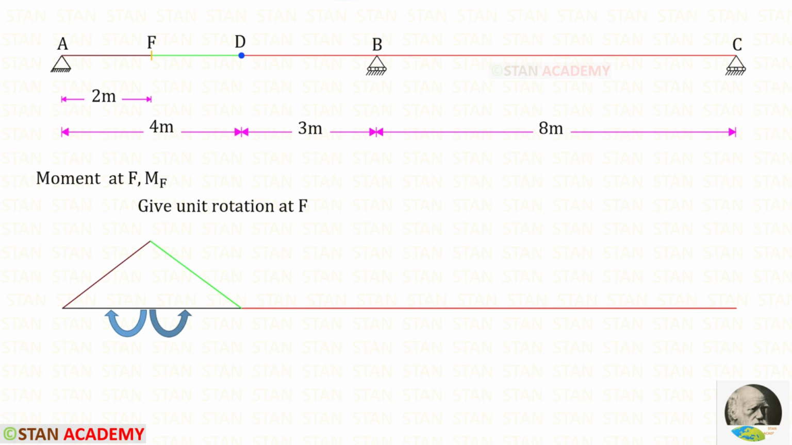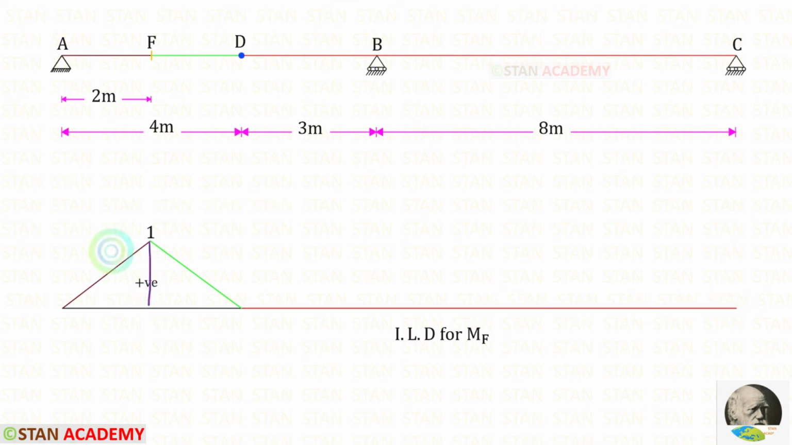Now let us draw the ILD for the moment in the point F. We have to apply an internal hinge in the point F and then we have to give unit rotation. Because of that, the point F will go upwards. This angle will be unity. The segment DBC will remain horizontal. There will be no change. To find this height, we can use the formula AB upon L. Here A is 2 and B is also 2. 2 into 2 upon 4, it will be 1. This is the ILD for MF.